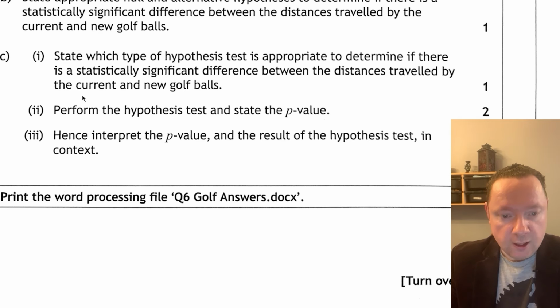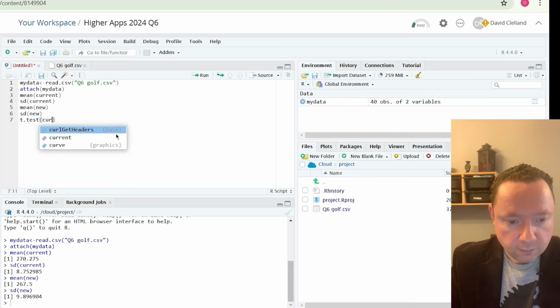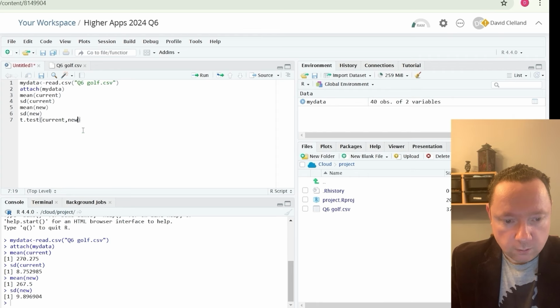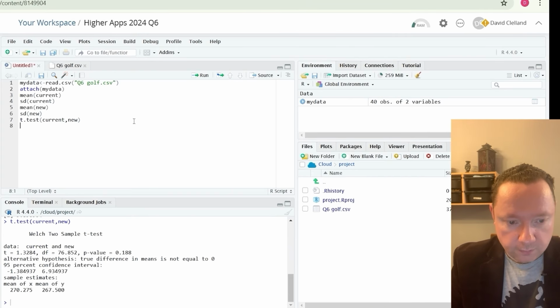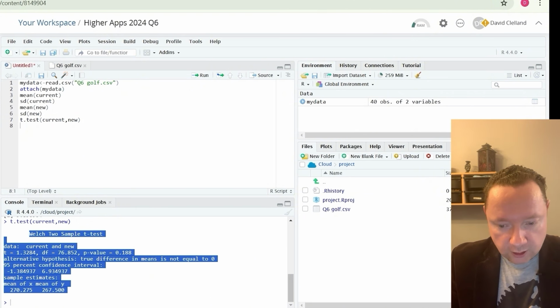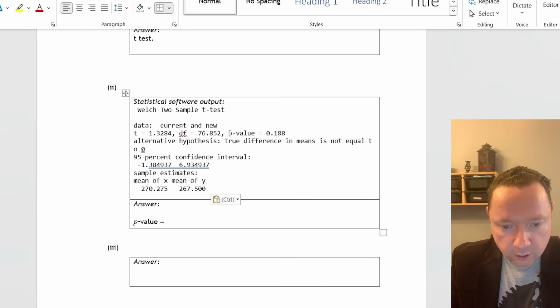Now it says, perform the test, state the p-value, interpret the p-value. So let's go back to RStudio, t.test, and it was called current, and it was called new. Pretty sure that's how you do it. Control enter. So we get our Welch two-sample t-test. We can copy that over as a statistical output. And we want the p-value. There's our p-value there, 0.188.